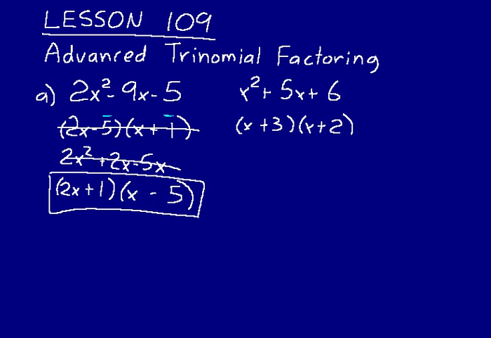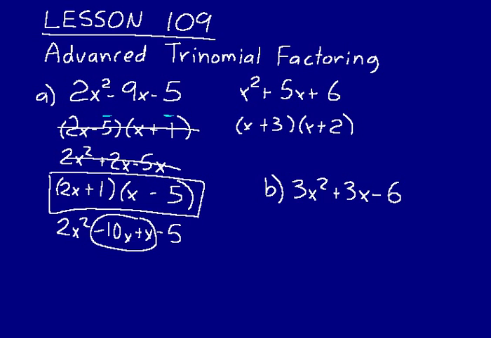So as you're learning about doing these, you should just check your work. Let's go ahead and do that. 2x times x is 2x squared. Then do 2x times -5 is -10x. 1 times x is just a +x. 1 times -5 is -5. And we see that that middle pair of x terms there would add up to -9x. So we did it right that time.